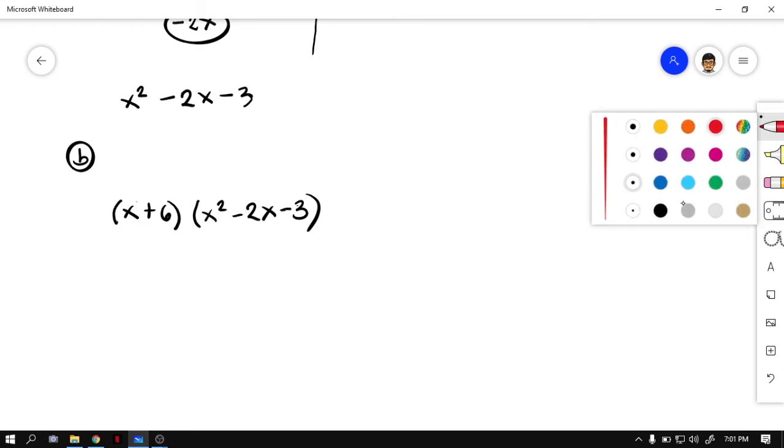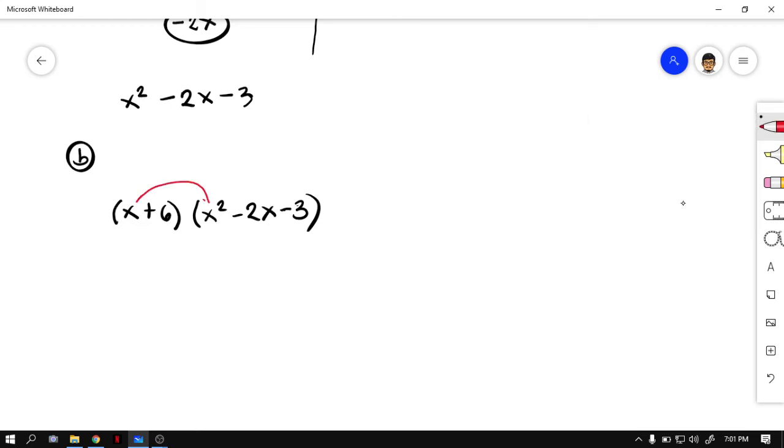We have x times x squared. According to law of exponents, if you are multiplying a given variable in which they share the same base, anong gagawin sa exponent? I-add. Tama? So, ang exponent ng x ay 1, ang exponent ng x squared is 2. So, you have x raised to 1 plus 2. So, you have x cubed. So, x times x squared is x cubed.